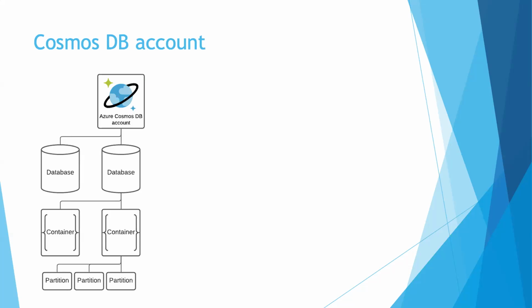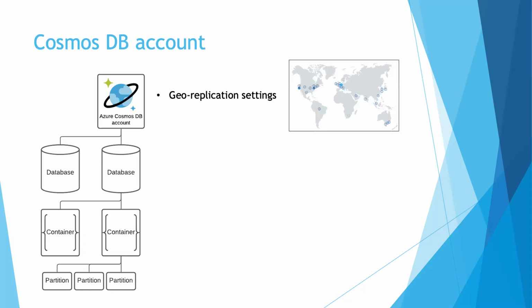For the purpose of this presentation, I wanted to go through a couple of settings that exist on each level, which are relevant for today's talk. The first one is at the Cosmos DB account level. At the account level, you can configure geo-replication settings, so you can configure your data to be replicated in several different regions in the world. If you wanted to, you can even enable multi-master writes, which Cosmos DB supports. And at this level is where you configure your data replication.